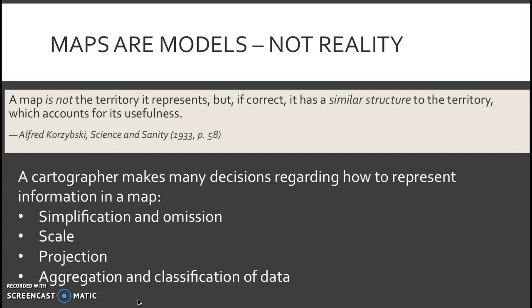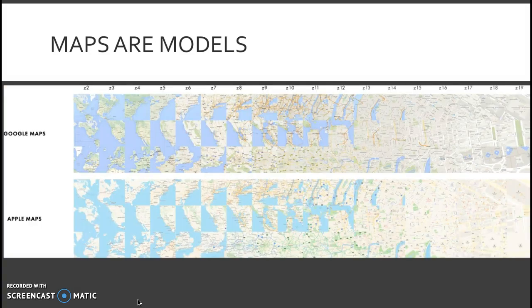So let's look at some examples of these map distortions: the ways that cartographers omit or simplify information on maps, the ways that scale is represented, the need for map projections, and ways that data can be represented on thematic maps. In order to be useful and legible, a map must present a simplified version of reality.